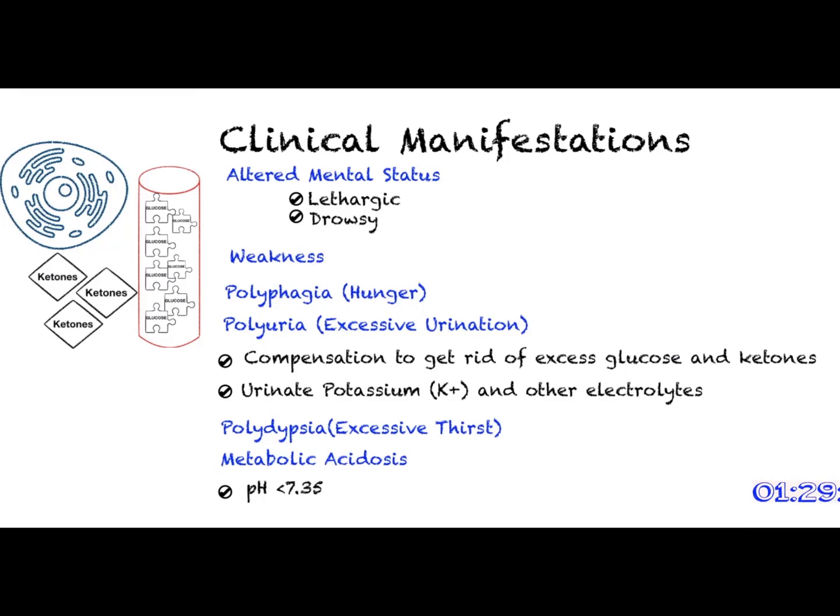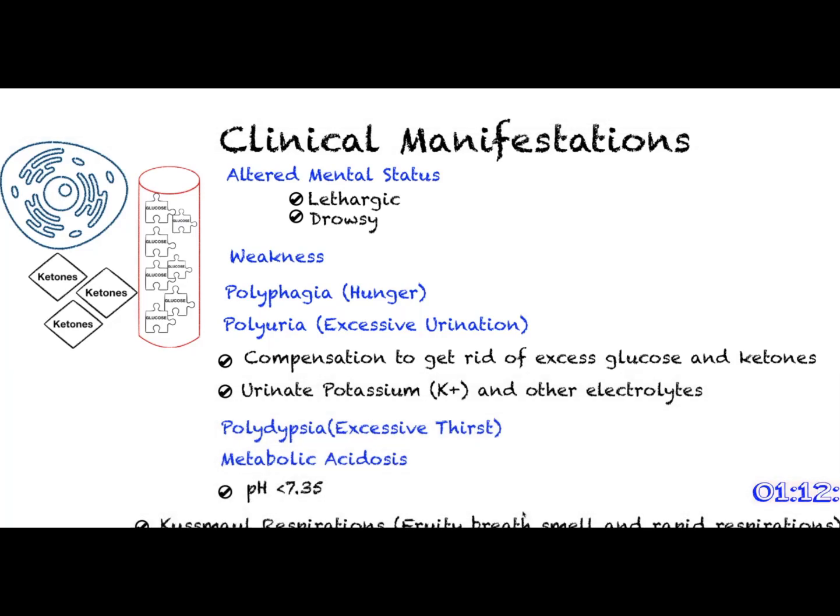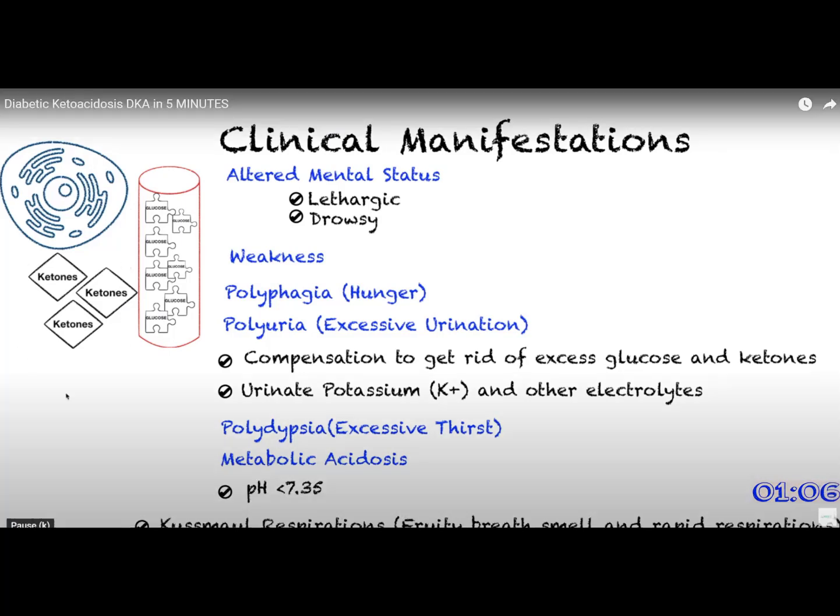Now, another compensation of our body to get rid of the excess ketones in the system is through small breathing or small respiration. So this is what's causing the fruity breath smell and rapid respiration. You're going to remember all these clinical manifestations by thinking of those three occurrences: the hungry cell, the presence of glucose in the bloodstream, and the presence of ketones.